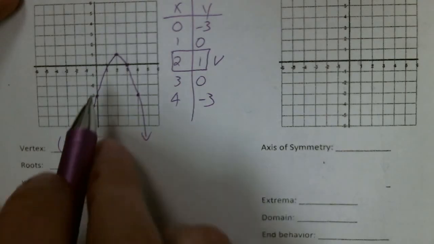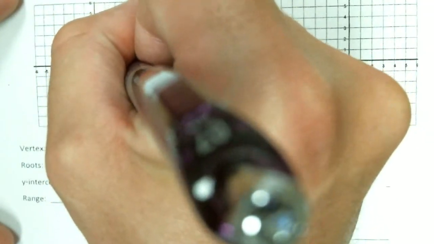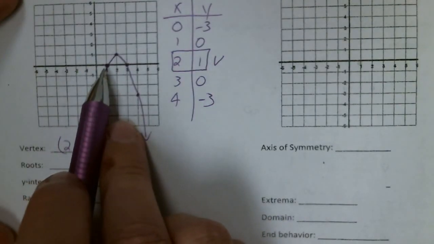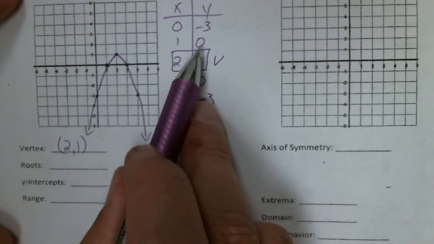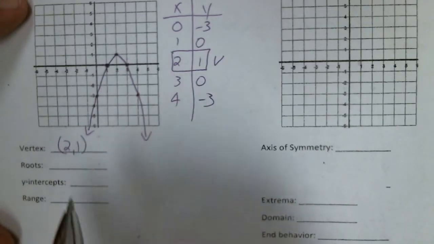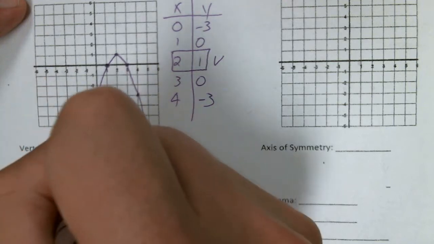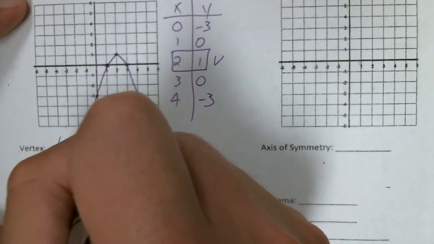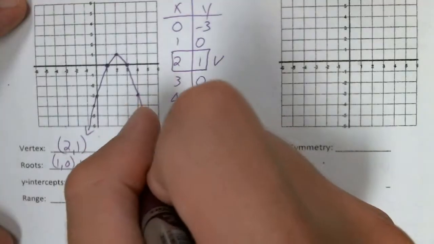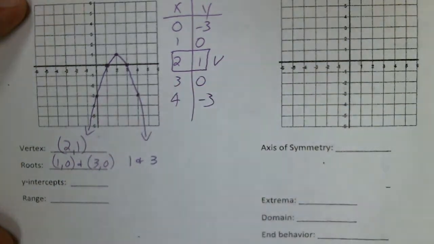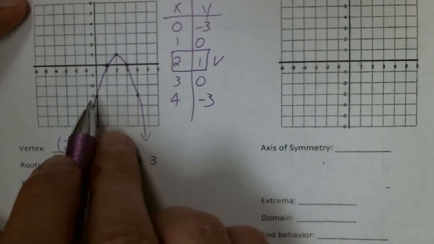Roots, okay, now remember that's x-intercepts, zeros, x-intercepts, roots, they all mean the same thing. That's crossing at a nice pretty whole number right there, 1, 0, and 3, 0. Those are the spots where my graph is touching and crossing the x-axis. If you wanted to write it as a root, you could write 1 and 3, that would be fine as well.